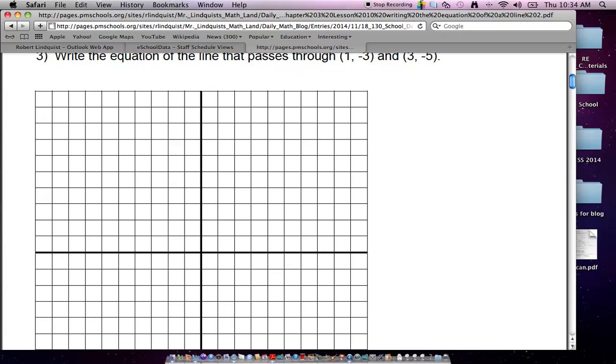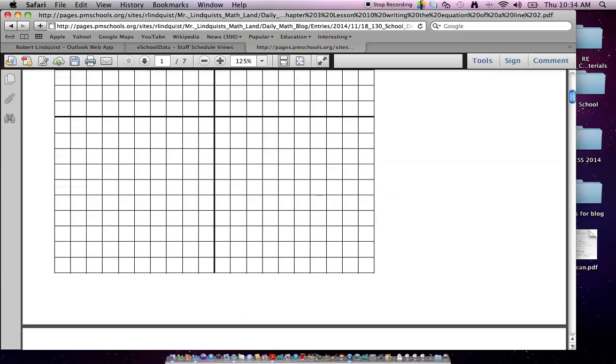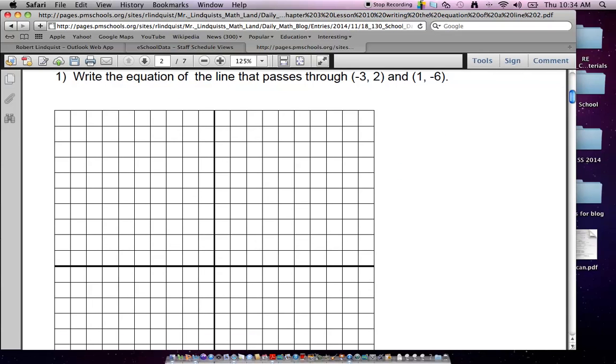So, now, you try this one. Write the equation of the line that passes through negative 3, 2, and 1, negative 6. Go ahead, plot the points, and then draw the line, and then come out with what the correct equation for that line would be. I'll give you about 30 seconds or so.